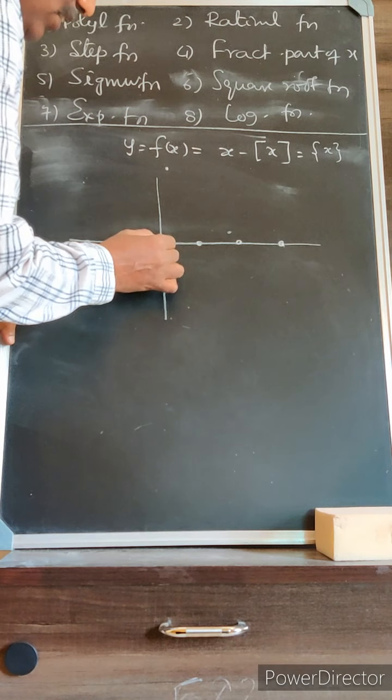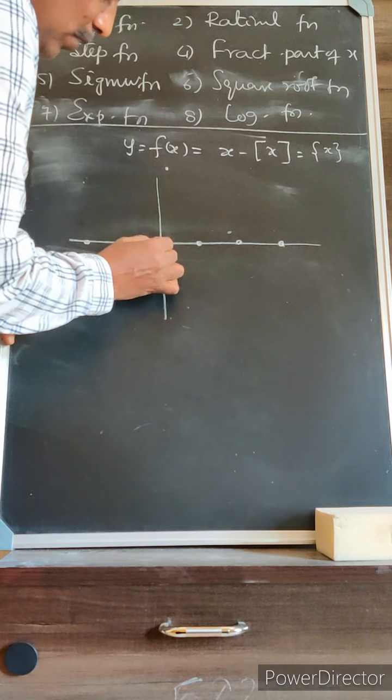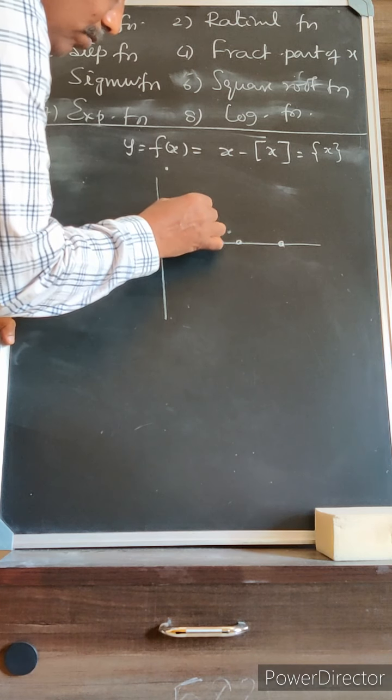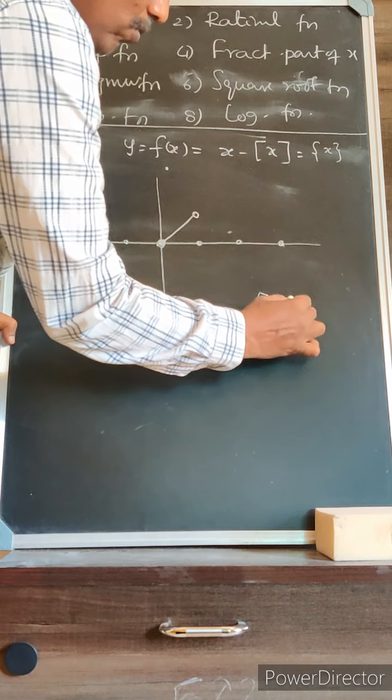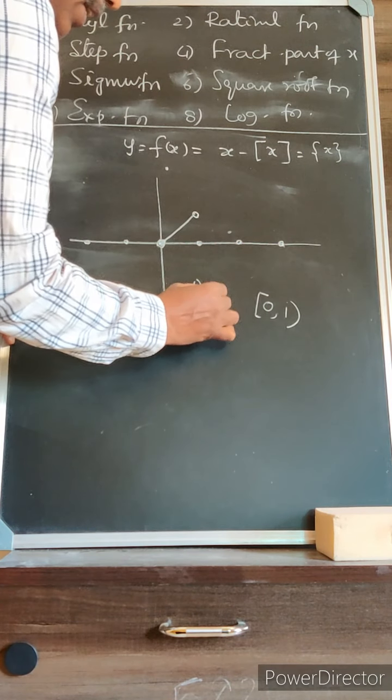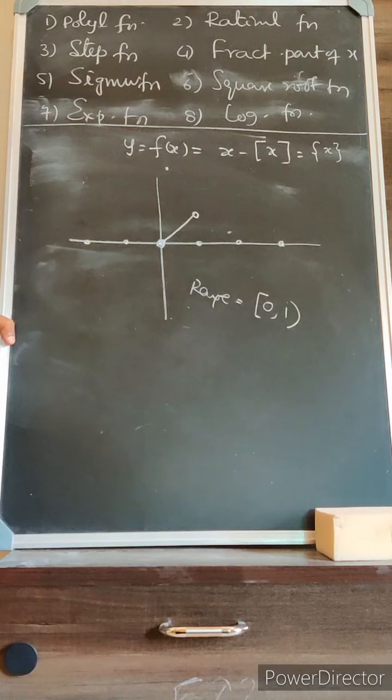the range of the function is 0 to 1. Range is closed 0 to open 1. This is the range of the fractional part of x.